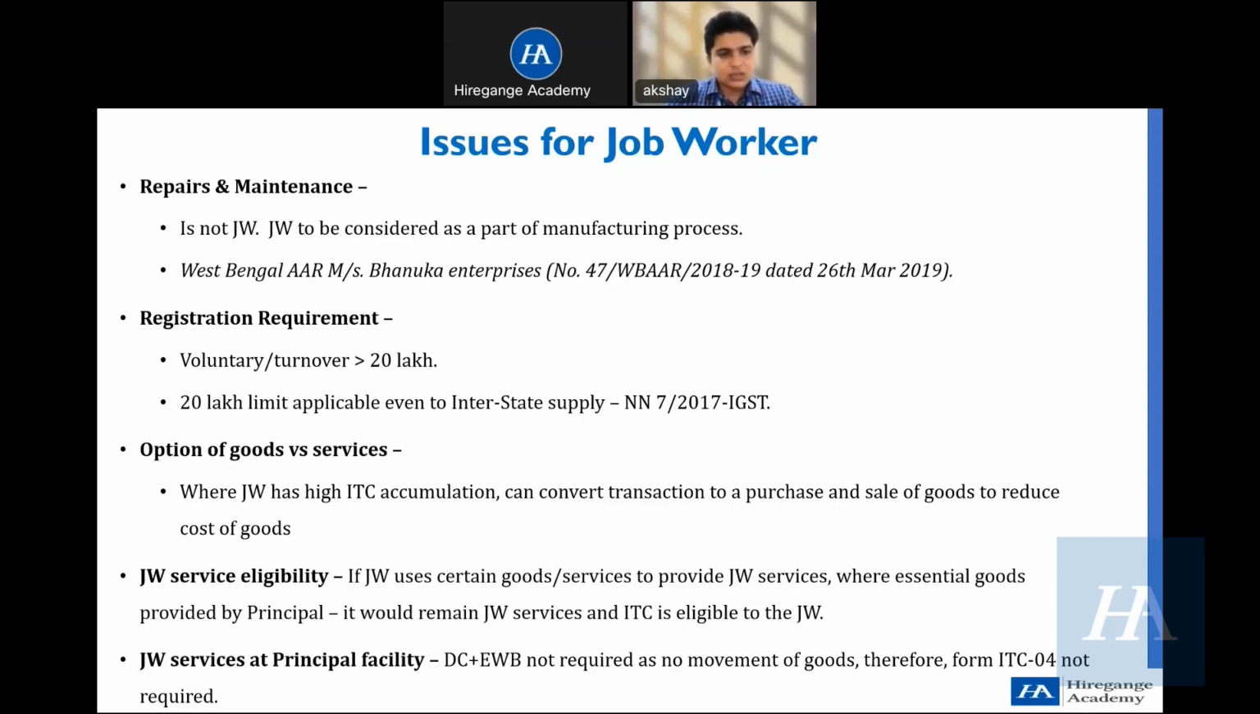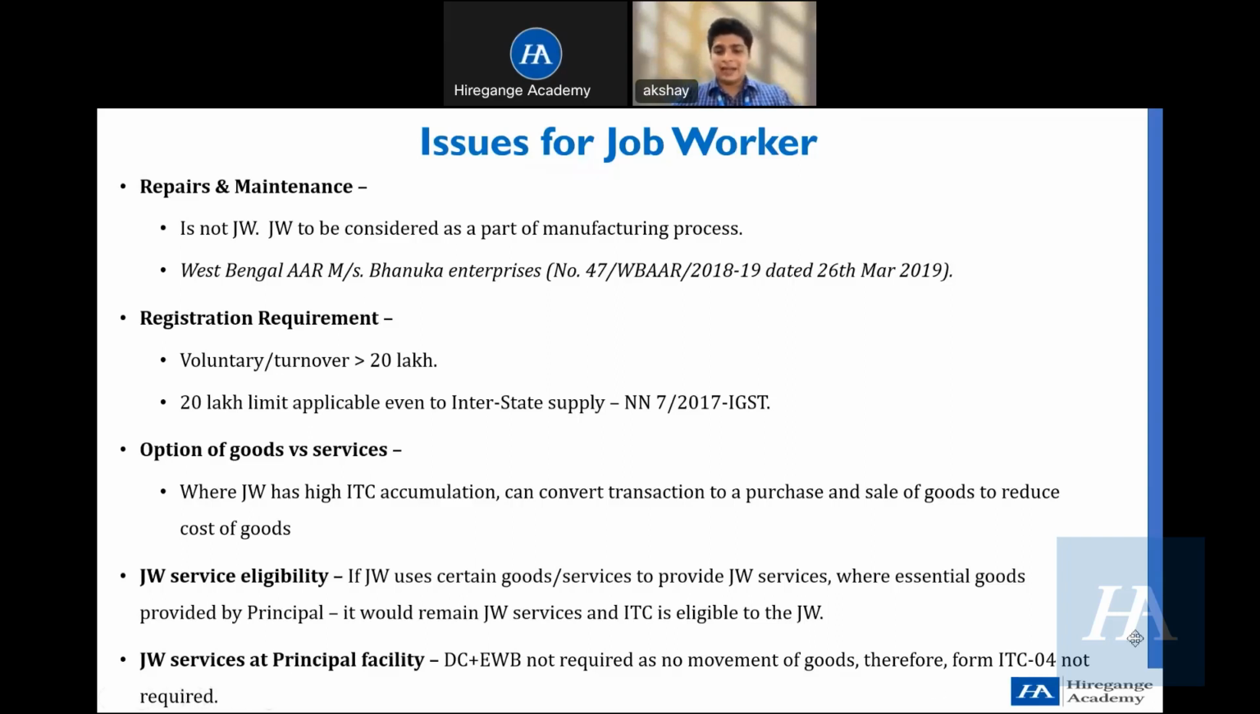So next is the job work service eligibility. If he's using certain goods of his own and where the essential goods only are provided by the principal, it would remain a job work service, and ITC also is eligible on these other ancillary goods for the job worker.